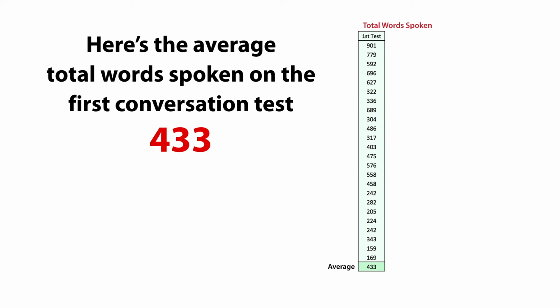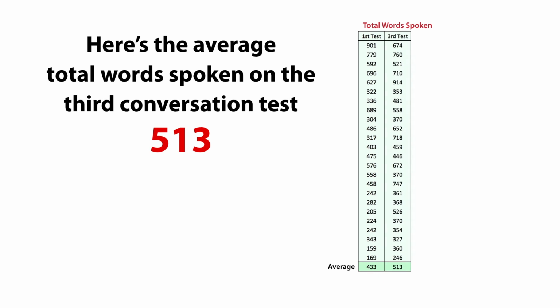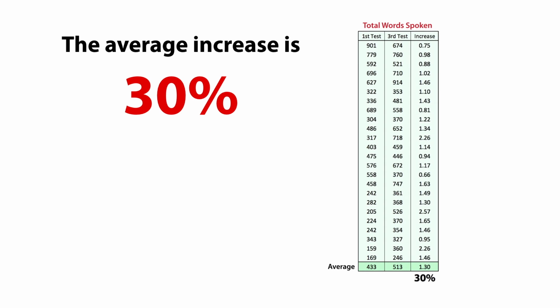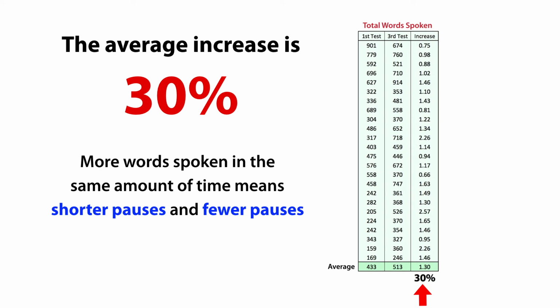Here's the average total words spoken on the first conversation test, 433. Here's the average total words spoken on the third conversation test, 513. The average increase is 30%. More words spoken in the same amount of time means shorter pauses and fewer pauses. This is good.